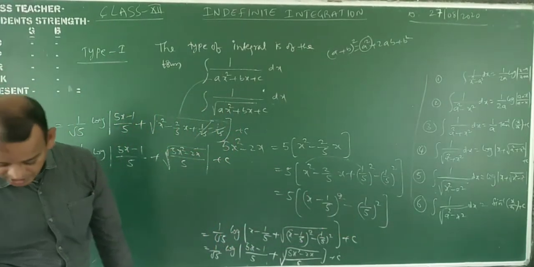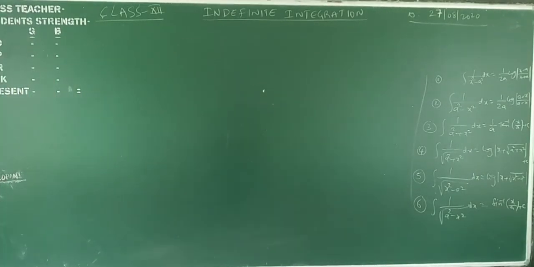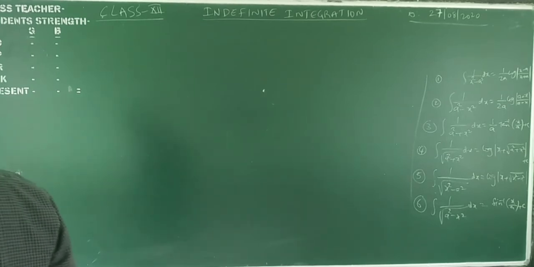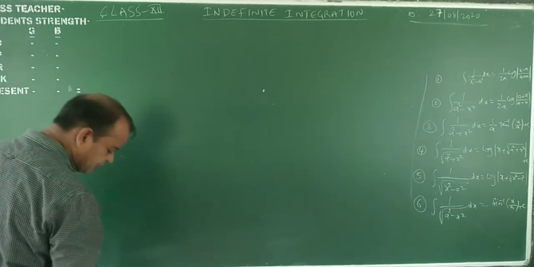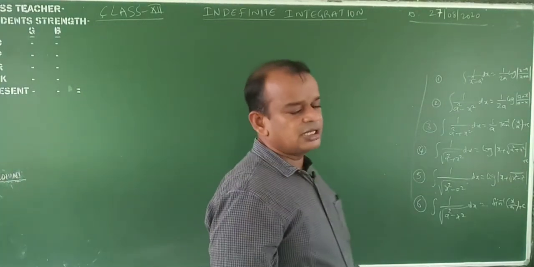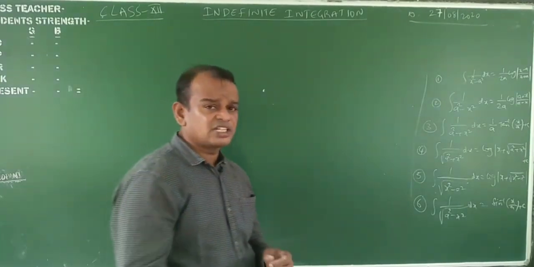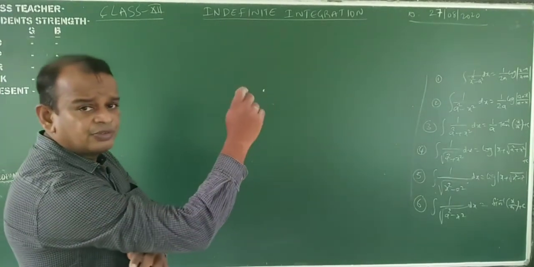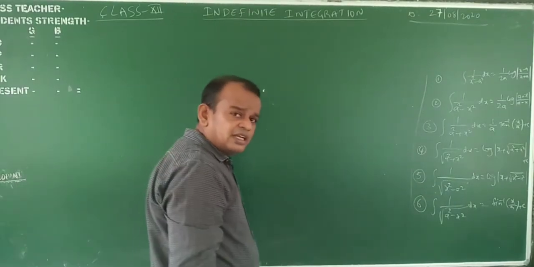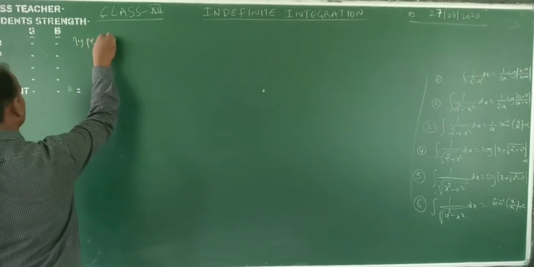Okay, my dear students, in this way we will complete the problems. Now we are going to the next method, the type of the integral. Before, I already explained integral of 1 by ax square plus bx plus c and integral of 1 by root over ax square plus bx plus c. Now we are going to the next method. This is a very important one. This is type 2; type 1 is over.